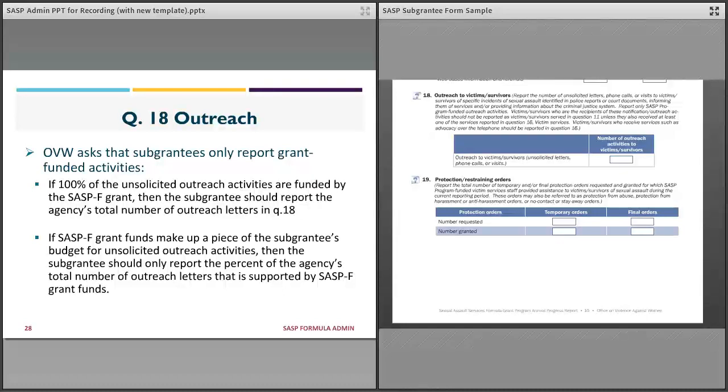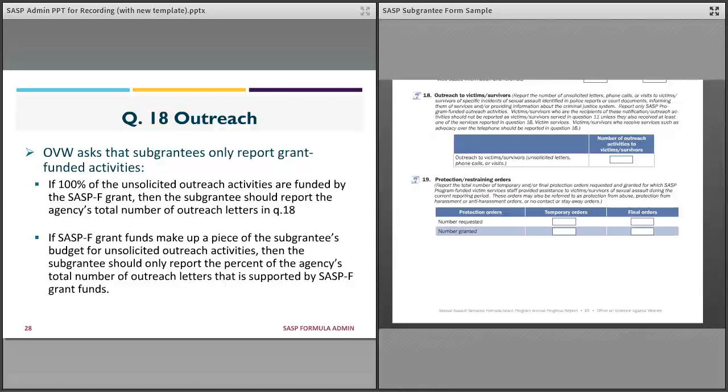If 100% of the unsolicited outreach activities are funded by the SASP Formula grant, then the subgrantee should report the agency's total of outreach letters or whatever method of unsolicited outreach activities they are using. If the SASP Formula grant funds make up a piece of the subgrantee's budget for unsolicited outreach activities, then the subgrantee should again only report the percentage of the agency's total number of outreach letters or activities that is supported by the SASP Formula grant funds.